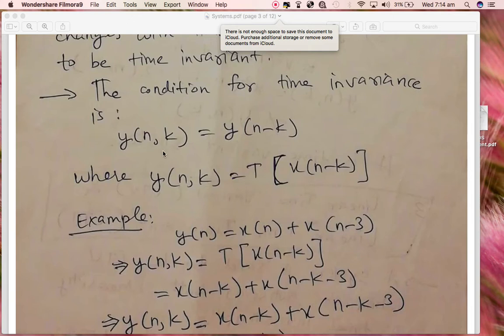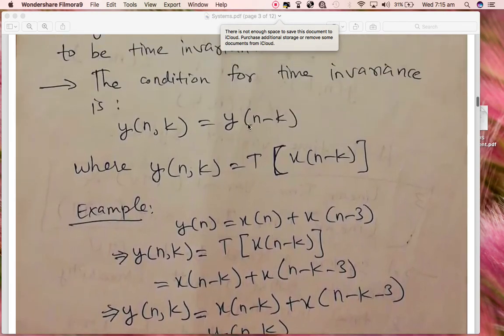Here we have y(n,k), and then we have y(n-k). This y(n,k) is further elaborated by this: when we do the calculation of y(n,k), we just replace n with n minus k in the time bracket, not outside the time bracket. So this is what is indicated by y(n,k). It will be more clear when we see the examples below.